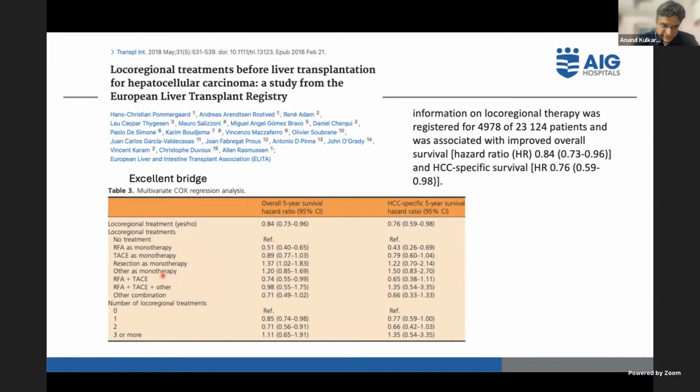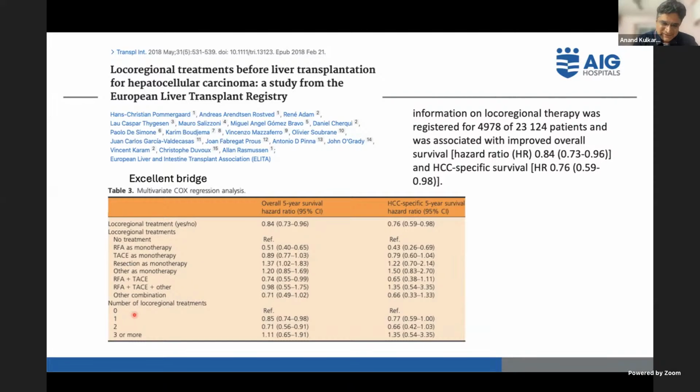And others as monotherapy, basically comparing monotherapy versus combination therapy. TACE plus RFA has the best overall survival compared to others who have received only monotherapy. But again, there is no additional benefit of using TACE plus RFA plus other modalities. So using any one modality, preferably RFA or TACE, the patients have better post-transplant 5-year survival as well as HCC-specific survival. If the patient has undergone TACE plus RFA, again better.